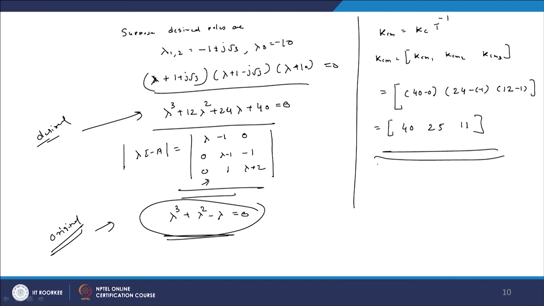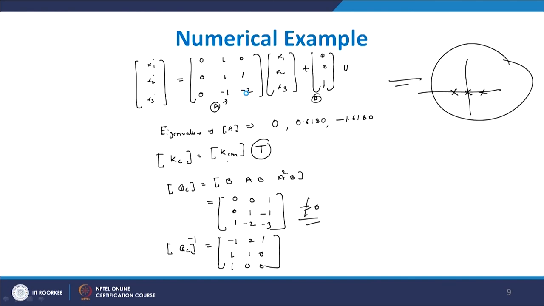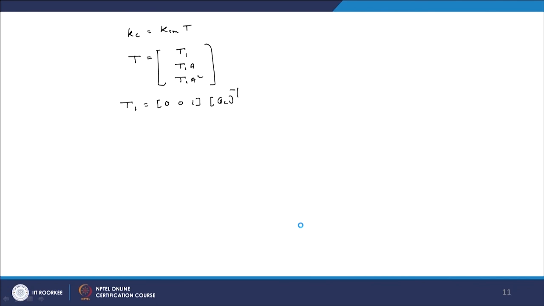The controller is your KC, and for KC we require T. So now we need to determine the transformation matrix T. KC equals KCM into T, where T equals T1, T1A, T1A square. T1 equals 0, 0, 1 times QC inverse, the controllability inverse, which we have already determined. If you multiply 0, 0, 1 and QC inverse, we can write minus 1, 2, 1, 1, 1, 0, 1, 0, 0. If you solve it, we will get 1, 0, 0.